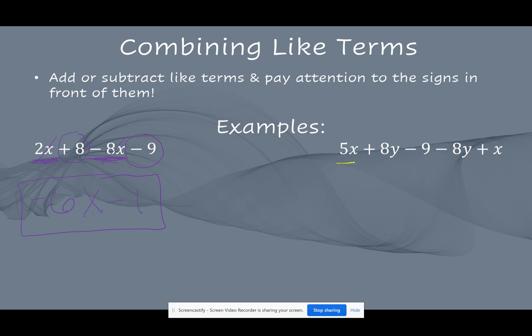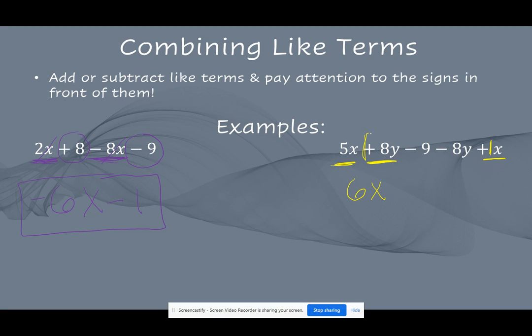Now if we look at this one, you start off with your 5x. Let's look and see if we have any other terms with just an x. We do right here. Now this last x doesn't have a coefficient, so if there's no number in front of it, there's just one of them. So we'll do 5x plus 1x gives us 6x.